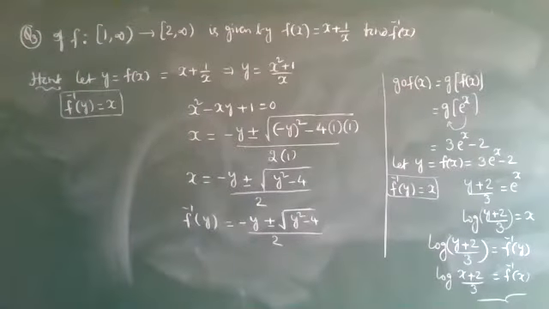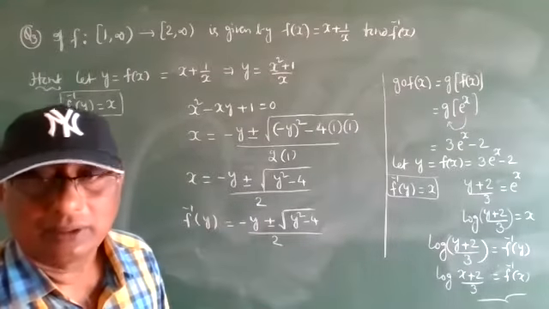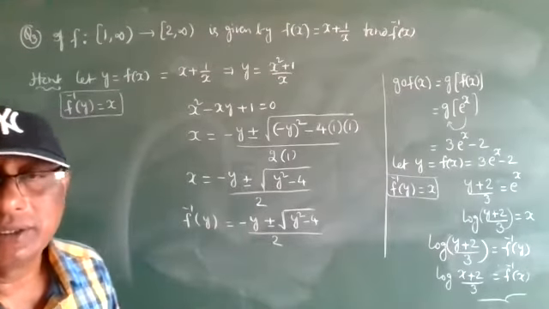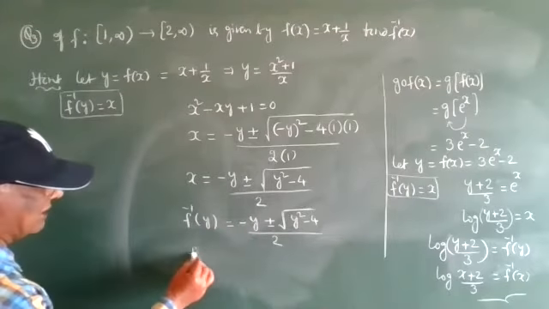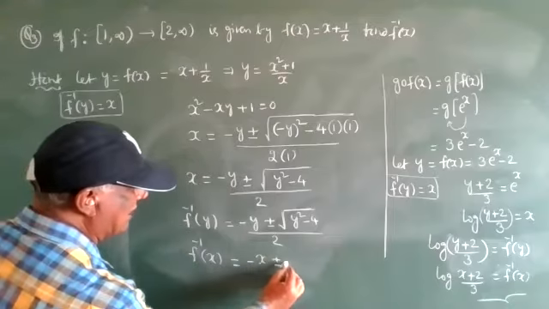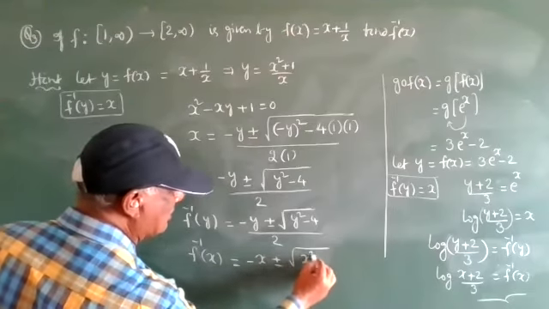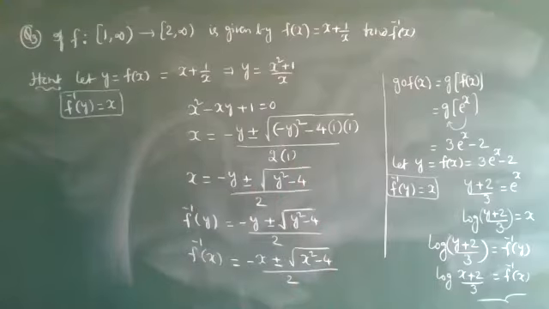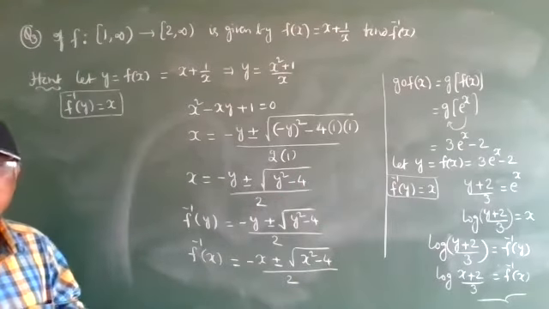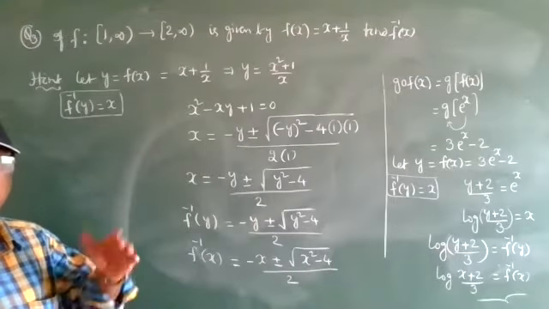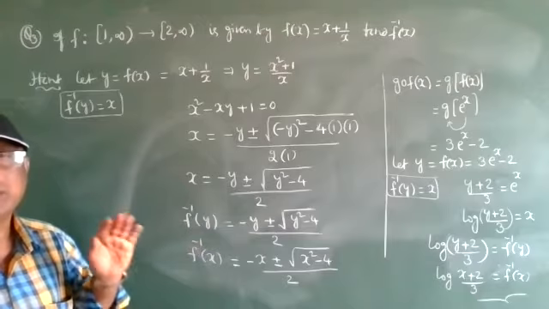Y replace with x. Immediately we get the inverse. So f inverse of x is equal to minus x plus or minus root over x square minus 4 by 2 is the inverse. Finish. Very simply, I am doing the inverse function. Last problem, we can do the last problem. So inverse is completed. We enter into our CBSE.